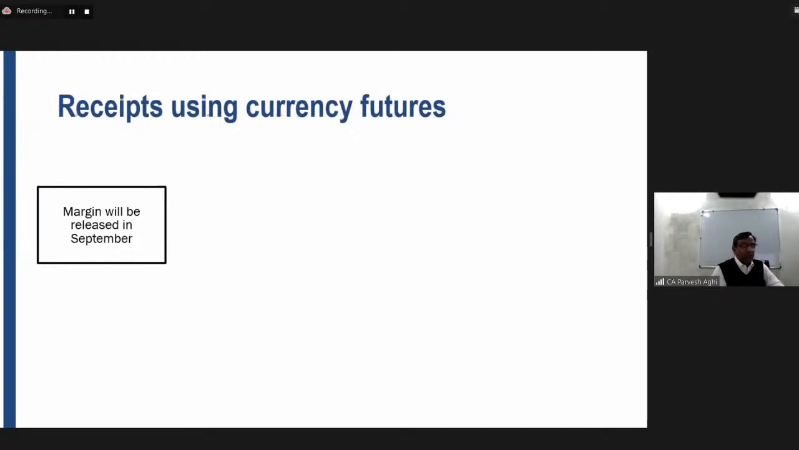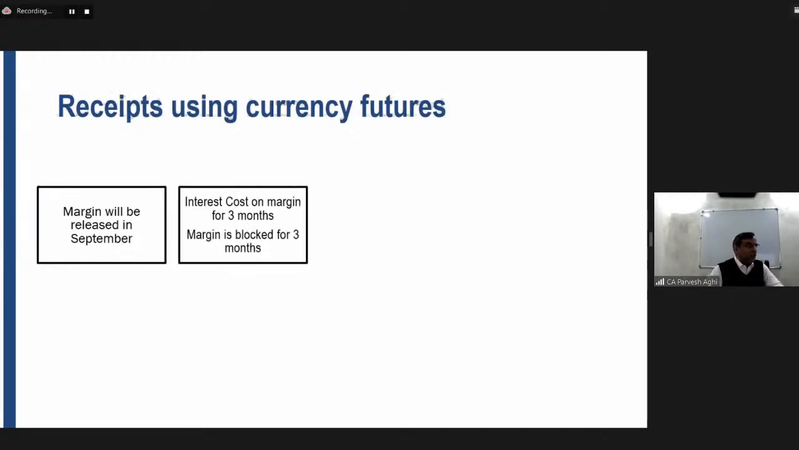Now let's see. Margin will be released in September. So interest cost on margin for 3 months, because margin is blocked for 3 months. The interest rate given in the question is 8%, and it is for 3 months we have to calculate. So on 1,50,000, the interest will come to 3,000 rupees. We should factor this in while deciding whether to go for futures or forward. In futures you have to pay the upfront margin, which costs you.